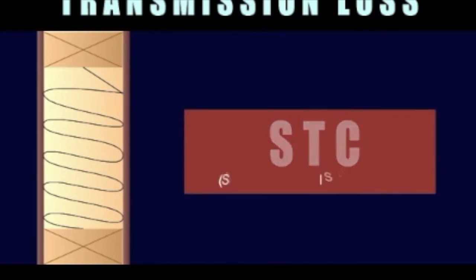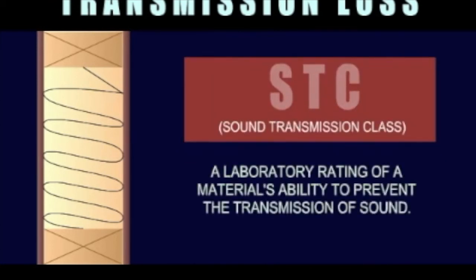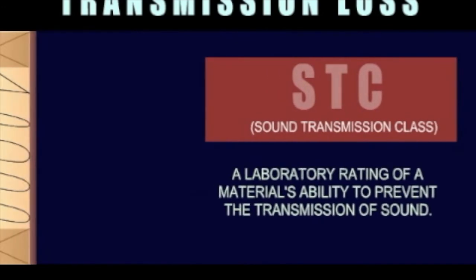Transmission loss of a partition describes how much sound level is lost when passing through a partition. The less sound passing through equates to a higher transmission loss. Transmission loss is quantified by a single number rating known as STC, or Sound Transmission Class. STC is a laboratory rating of a material's ability to prevent the transmission of sound.